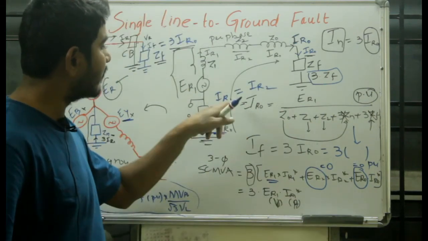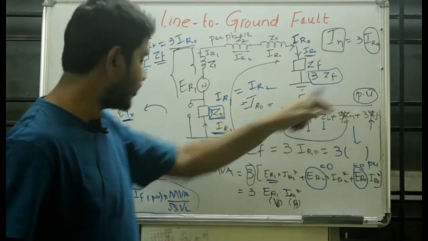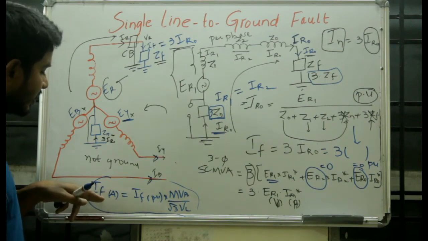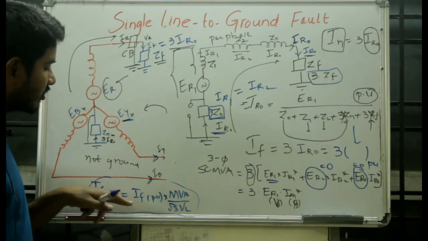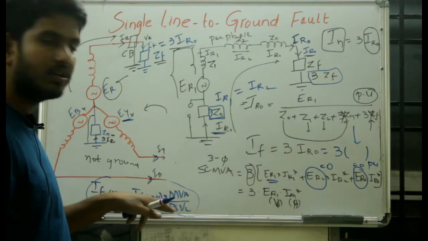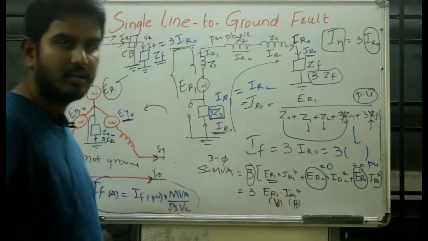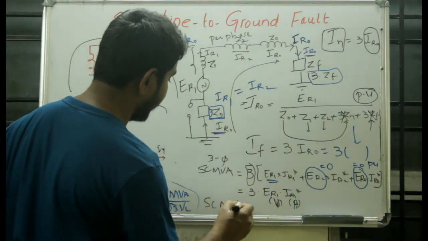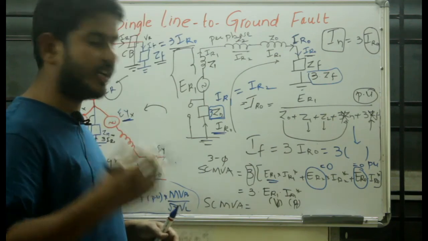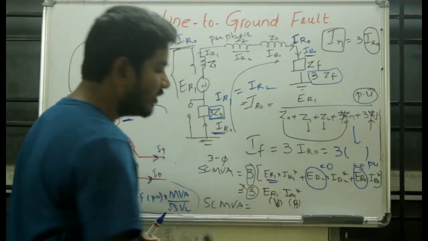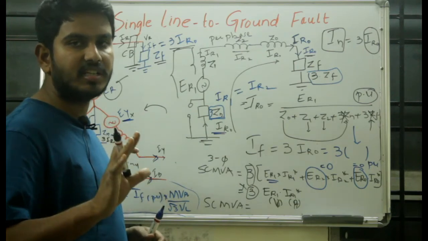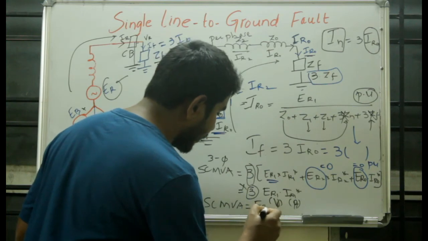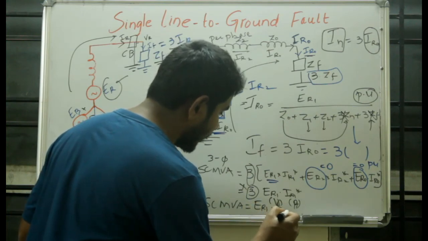In order to find IR1, you have to convert the per unit value to the actual value by using the same formula. You just substitute here: IR1 actual will be equal to IR1 per unit into MVA upon root 3 VL, so that you can find it here. Now if you would like to find the short circuit MVA using this formula in per unit, this 3 will be removed because in per unit only per phase is considered, whereas this is for 3 phase. So here what you do is ER1 into IR1.